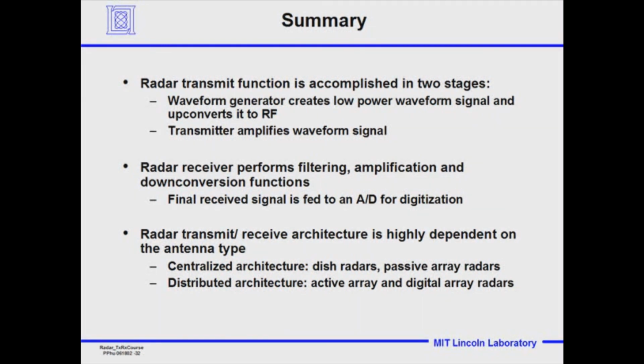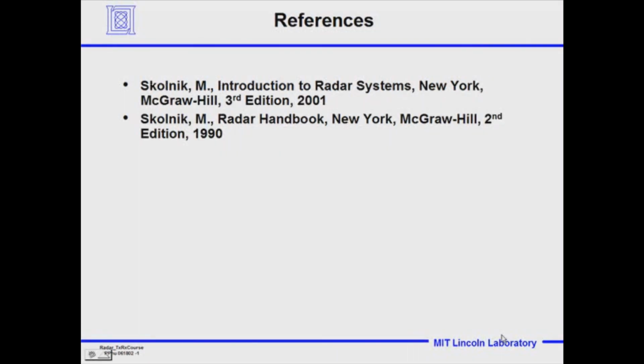And how we develop the transmitter and receiver architecture is very, very dependent on the antenna type that we use. We can have a centralized architecture like dish radars and passive array systems, or distributed architectures such as active arrays and digital array radars. Well, now lastly, to the last view graph in the whole course. These are the references for Chapter 10.